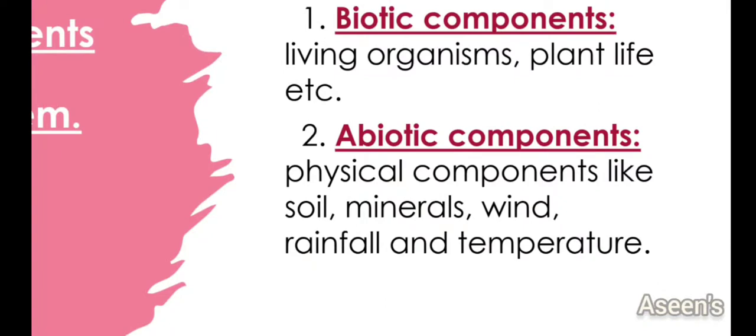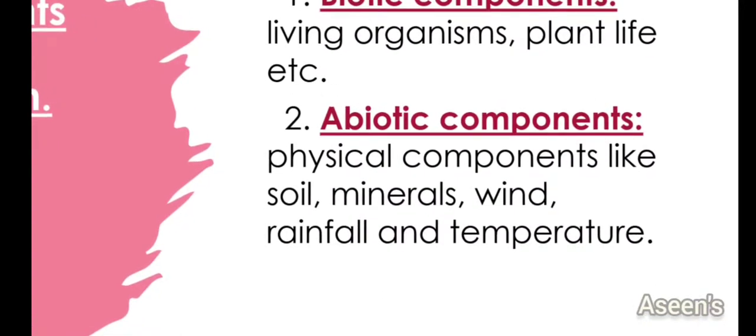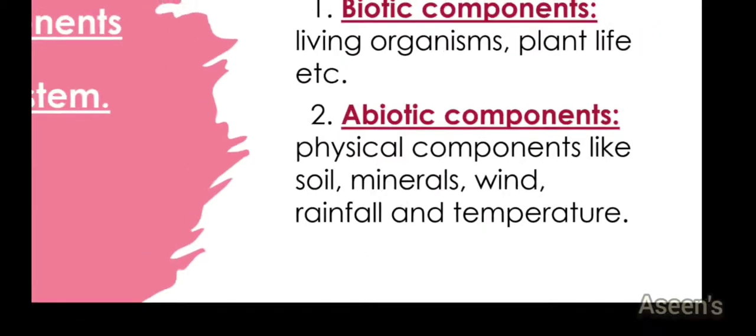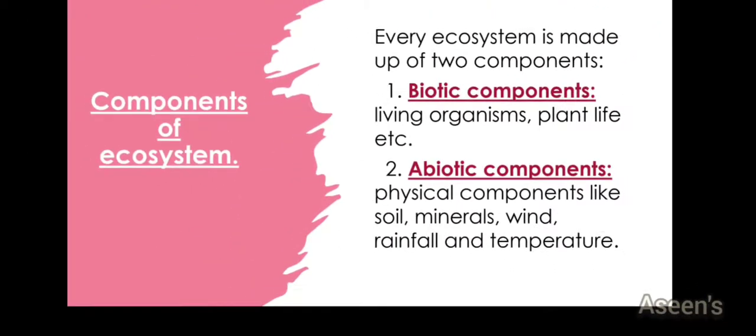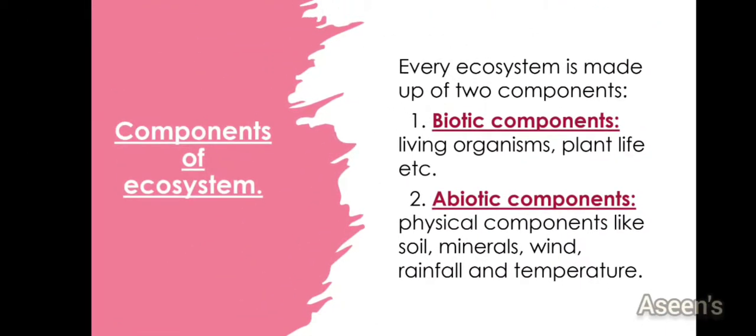non-living part. So what are the non-living parts we are talking about? We are talking about soil, we are talking about minerals, wind, rainfall, temperature, pH, humidity. All such stuff will be covered under abiotic components. Both these components are equally important. Both actually together make the ecosystem possible.